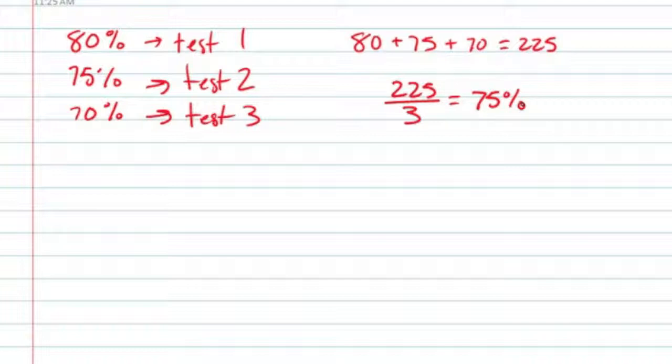So if I wanted just a single number, a single snapshot of all 3 of these tests, my average would come out to be a 75%. So it's this idea of taking something that has happened over a duration of time and condensing it down into one single number. All right, so what does this mean in terms of velocity?